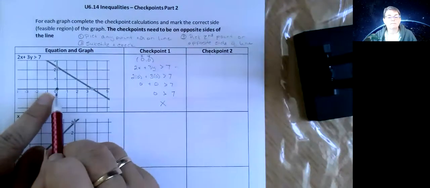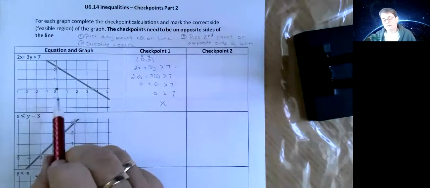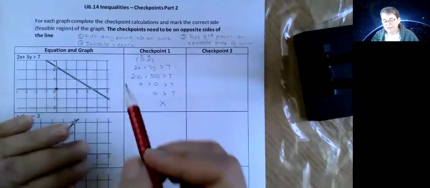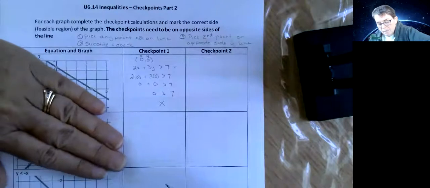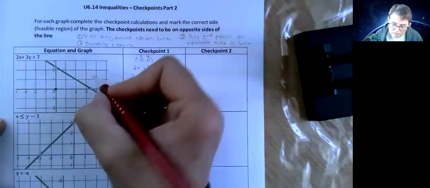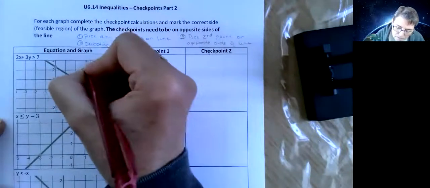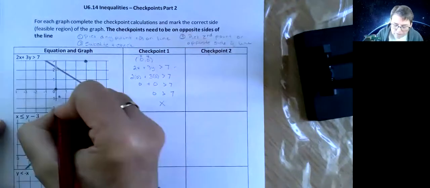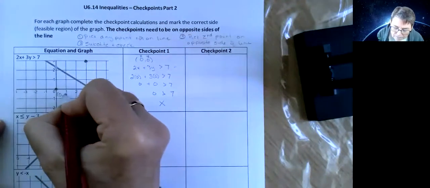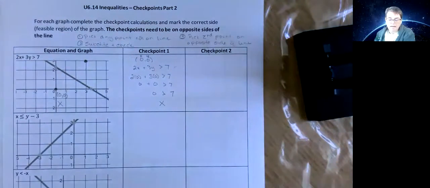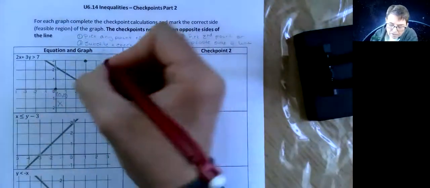Okay, so I got 0, 0. This is to the left of the line. Now I need to pick a point. I can't use this side anymore. I have to pick a point up here. And I'm going to pick, and it may seem a little odd. Whoops, I forgot something here. Do that and put a big old X on this side. And then I'm going to pick 3 and 3.